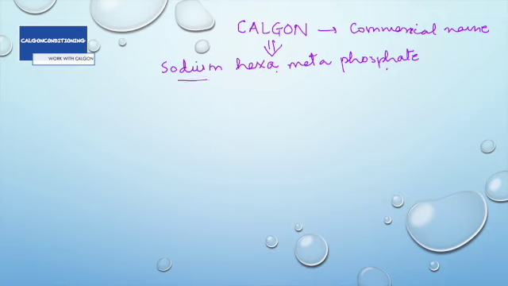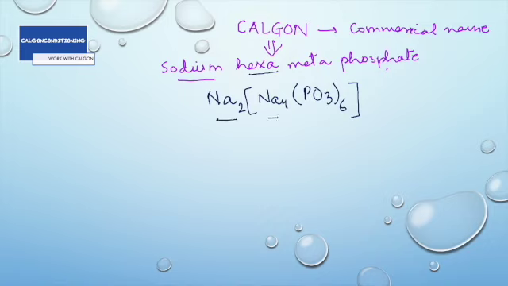That means we have sodium in it, so I write sodium. Now hexa, metaphosphate. So it goes like Na2 Na4, that makes it 6 sodium in all. Now metaphosphate is PO3, and since it is hexa, I take the whole thing 6 times. So Na2 Na4 (PO3)6, this is nothing else but Calgon, sodium hexametaphosphate.